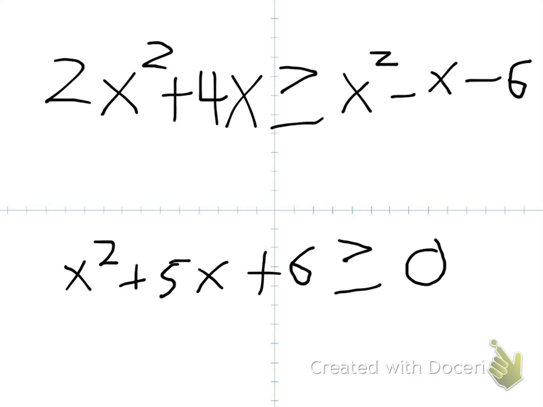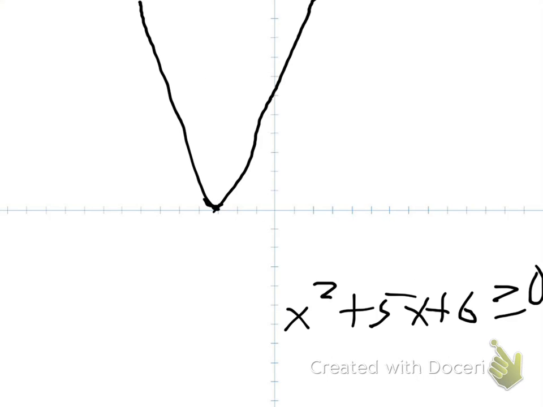It's going to be 2x squared plus 4x is greater than or equal to x squared minus x minus 6. To simplify that, you're going to want to get 0 on one side once again. So let's take everything on the right side of this equation and move it to the left. I already did the math. That will give us x squared plus 5x plus 6 is greater than or equal to 0. And so that is about the right graph.